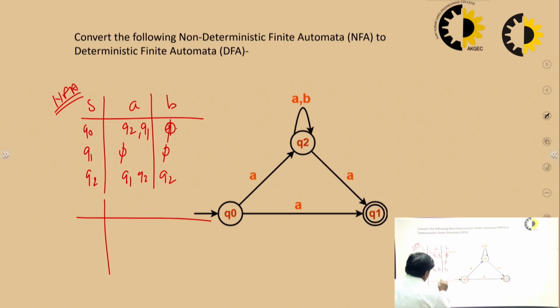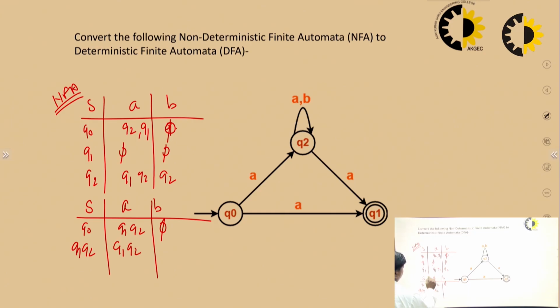Now, that is A, that is B. Here is Q0, here is Q1 and Q2, here is phi. So the next state is very simple, Q1 and Q2. Now Q1, Q2, here is again Q1 and Q2, and here is phi. The next state is phi. Now phi goes to phi and phi. Now, this is the transition table of the DFA. This is the NFA machine. This is the DFA machine.